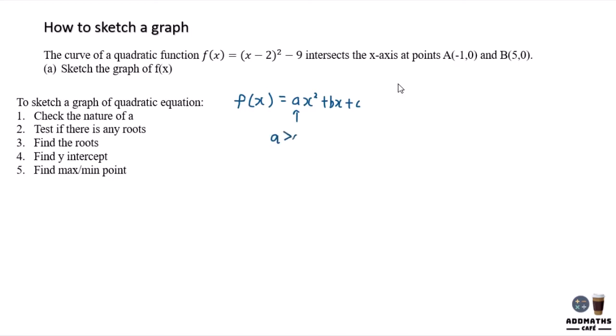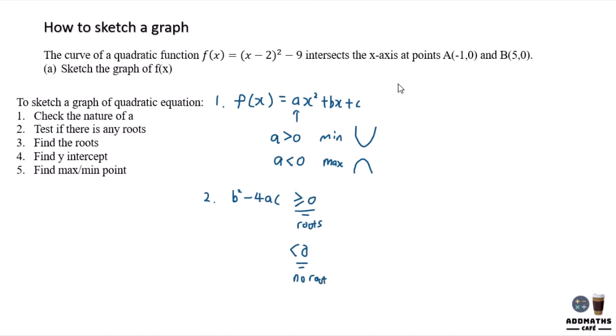If a is more than 0, it means it is a minimum point graph. It will be a happy face graph. If a is less than 0, meaning negative, it means a maximum point graph, a sad face graph. So you need to determine the nature of a first. Then, on the second part, you test if there are any roots. To test it, you apply b squared minus 4ac. It must be more than or equal to 0 to have roots. But if it is less than 0, it means there are no roots.